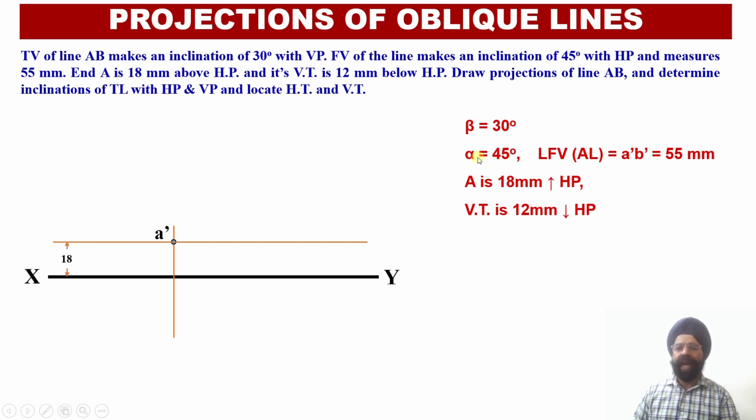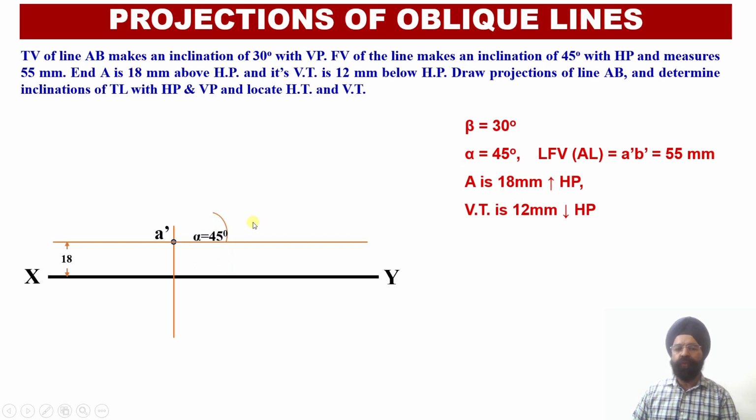We also know that the angle of inclination of the front view elevation line with respect to the horizontal plane is equal to 45 degree. This is the angle of inclination, and it measures 55 millimeter, such that A dash B dash is equal to 55 millimeter.